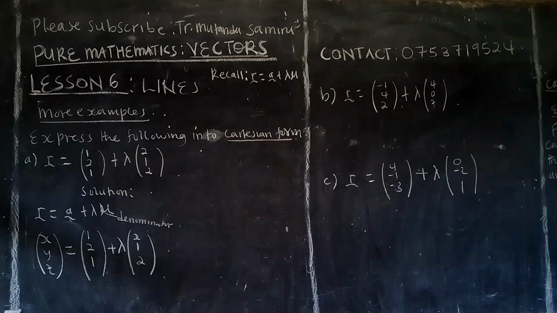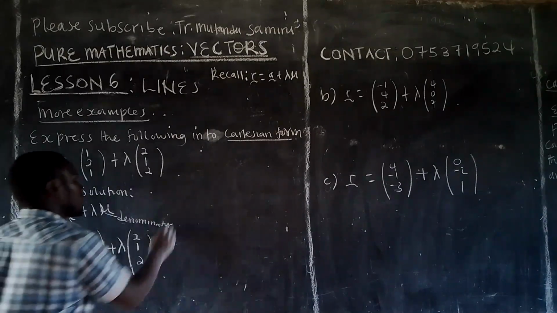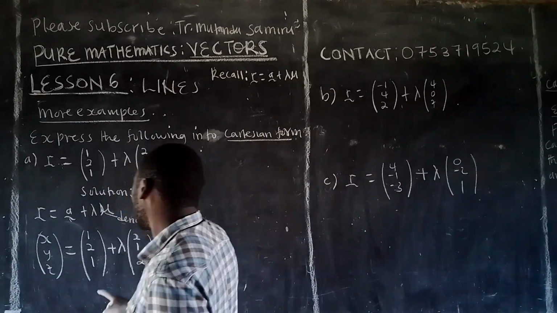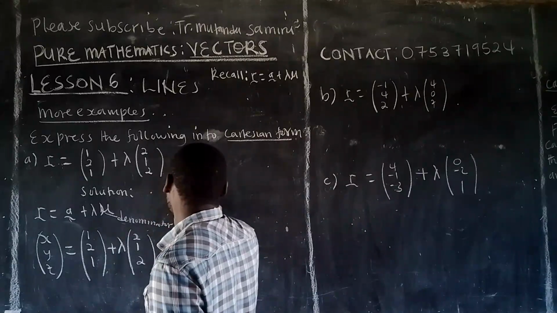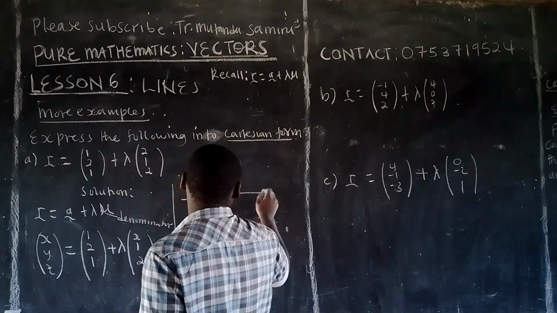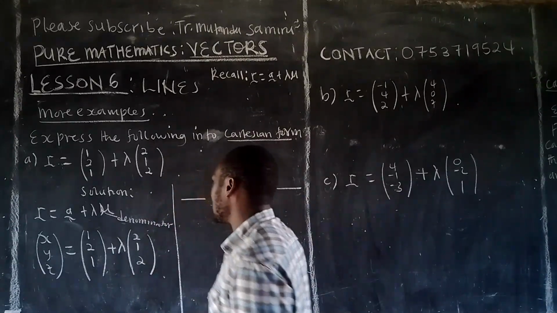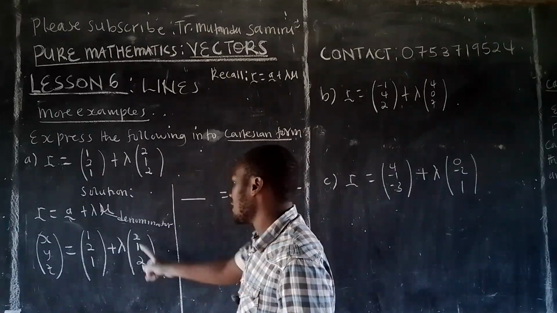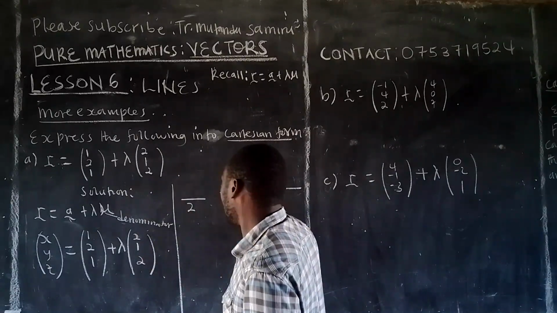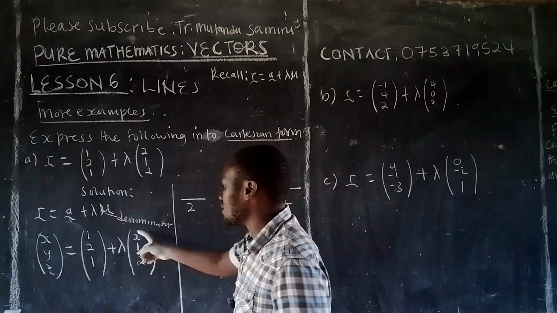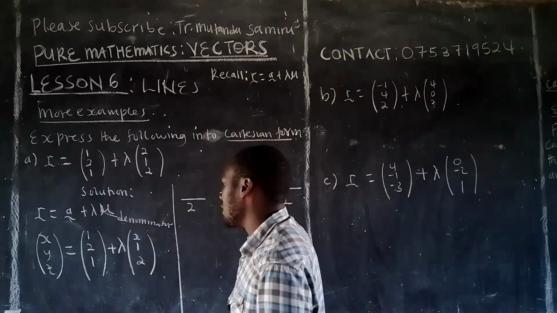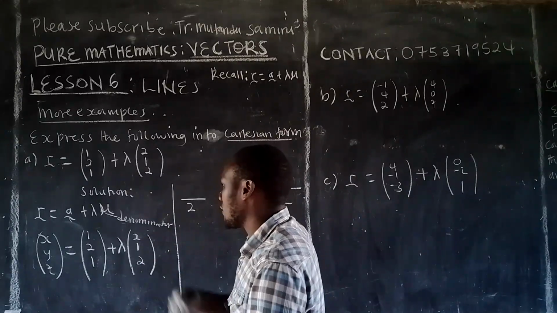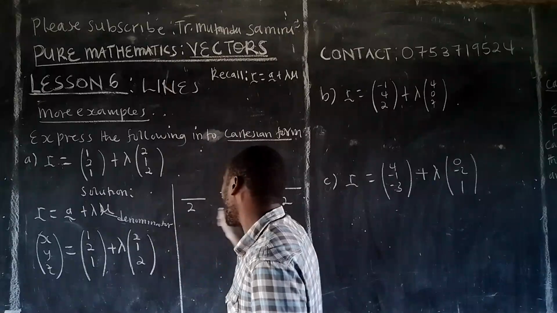Then we need the Cartesian equation. Now I'll start with the numerators. First of all, I will say this is equal to that is equal to that. I think that's how our Cartesian appears. This is the denominator: denominators 2, 1, and 2. Because you see that these ones here are the denominators. If you rewind back the video, we were working with them. These ones are denominators, so it's 2, 1, 2 in that order.